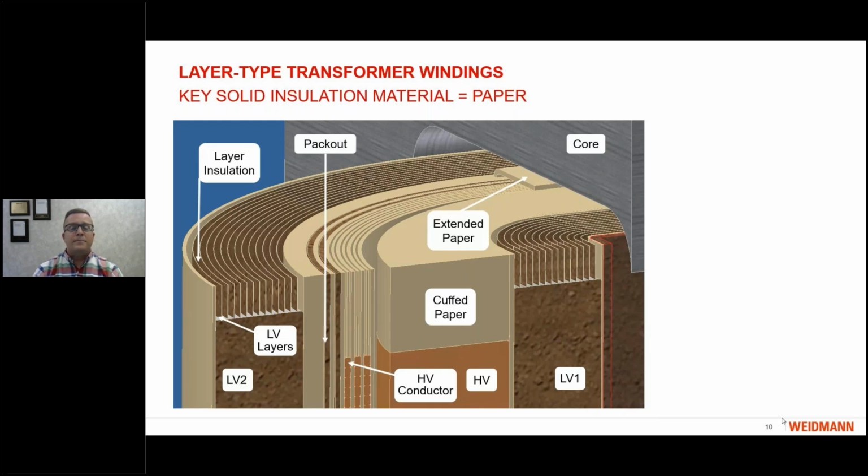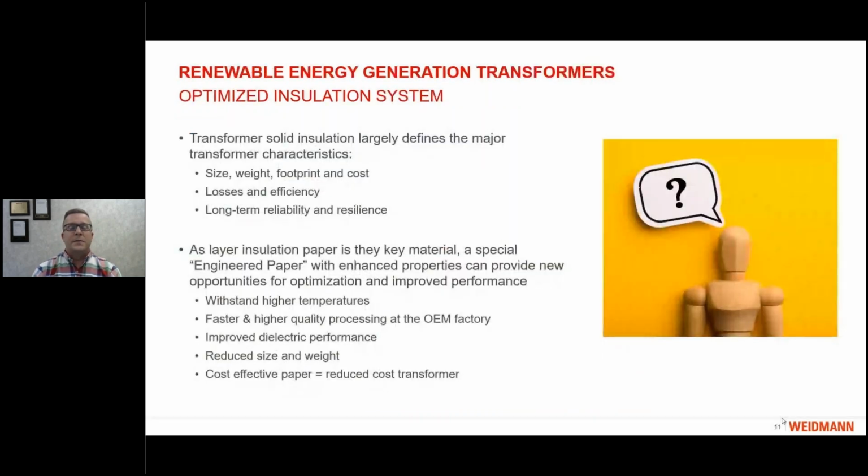Paper between the high and the low as pack out, so to speak. So there's lots and lots of paper in these big layer wound transformers. So when we talk about solutions to these challenges for these specific types of transformers, and the fact that they're layer type transformers largely insulated with paper, this paper, this one component of a transformer is actually pretty key and important to defining the size and the weight and the footprint and ultimately the cost of these kinds of transformers.